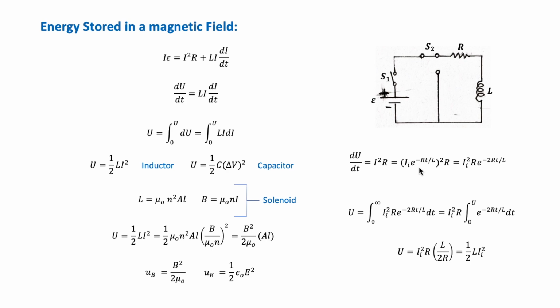And so if we substitute for I, and then if we integrate for U from t equal to 0 to infinity, we get this expression for U, which is half L I initial squared. And this is the initial energy stored in the magnetic field of the inductor. So all of this energy will eventually be delivered to the resistor.